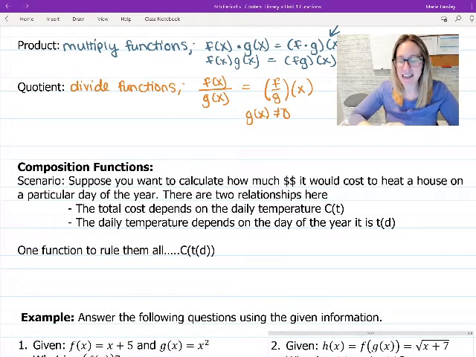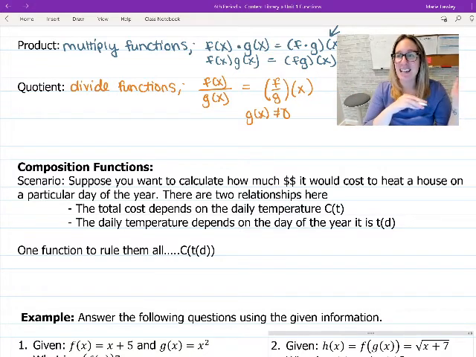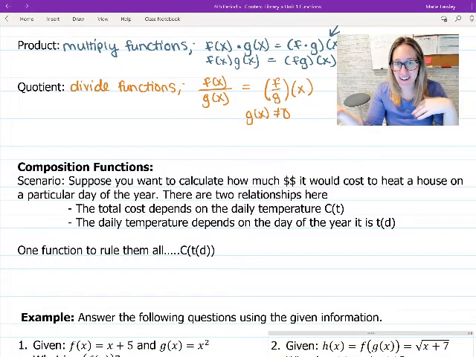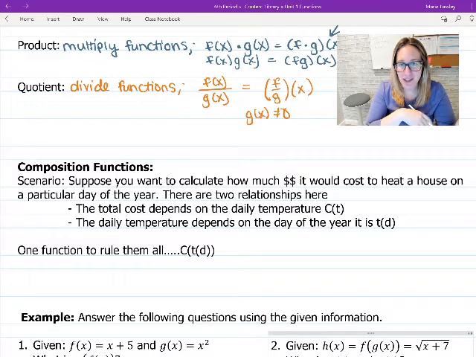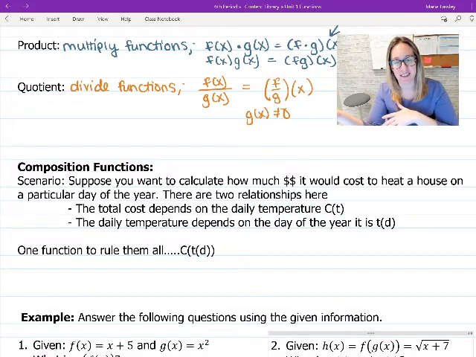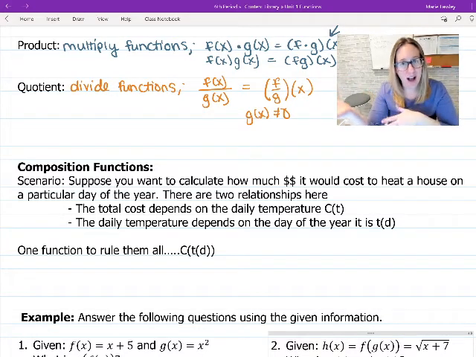Anyways, doesn't matter. If you look at your parents' electric bill, you'll notice that the cost depends on the time of year because of the temperature outside. So you have two different functions happening here. You have the cost that depends on the daily temperature, and then the daily temperature depends on the time of year it is. The daily temperature in December is going to be different than the daily temperature in, say, July.